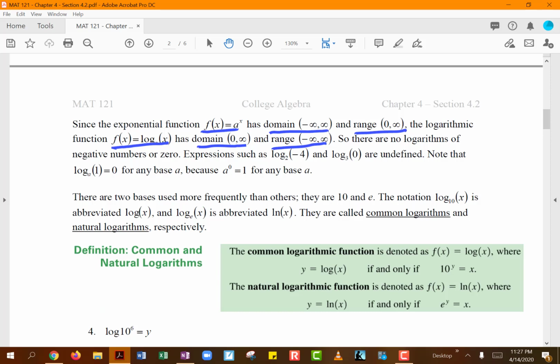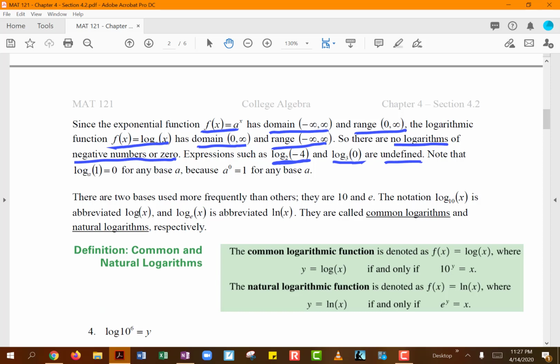Okay, so since the domain for the logarithmic function is going from 0 to infinity, not including 0, that means you will have no logarithms of negative numbers or for the number 0. So there will be no logarithm for negative numbers or no logarithm for 0 either. If you try putting these in your calculator or solving them, log of negative 4 with base 2 or log of 0 with base 3, you're actually going to get an error message because these functions are undefined.